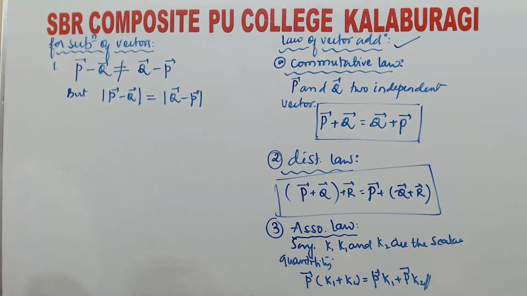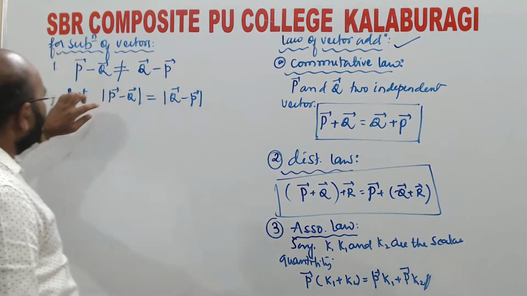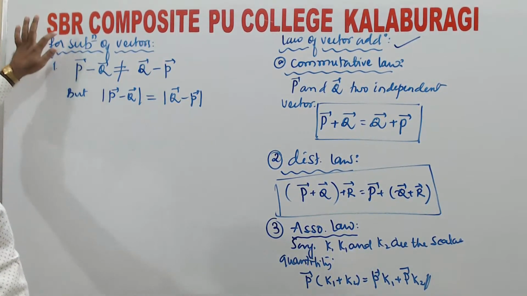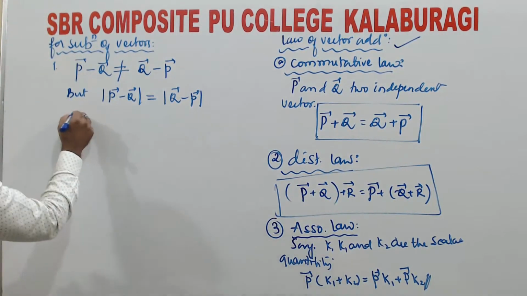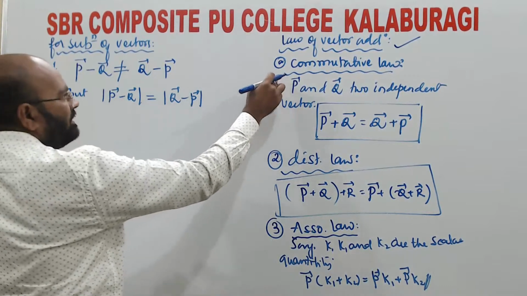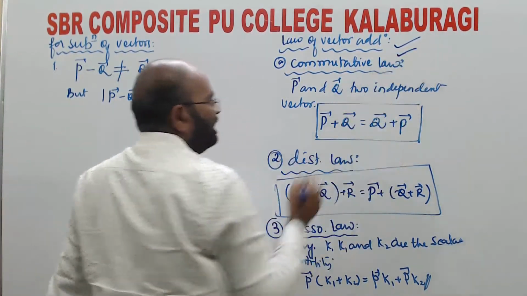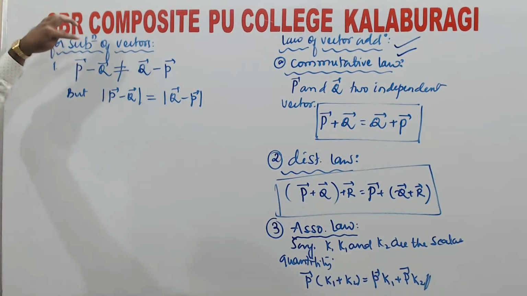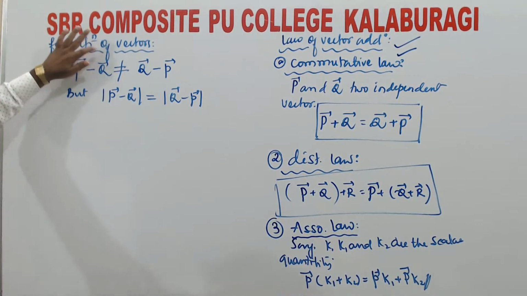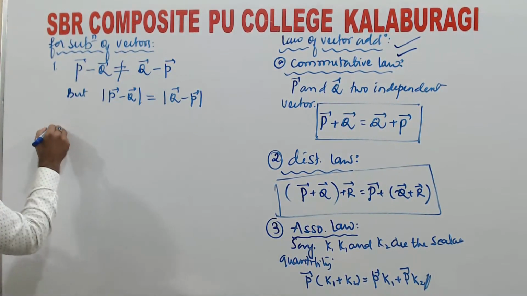So if I take the modulus over here, then only it will be equal. Hence, it does not satisfy the commutative law. The commutative law holds good in addition, but it does not hold in vector subtraction. It is not satisfied.